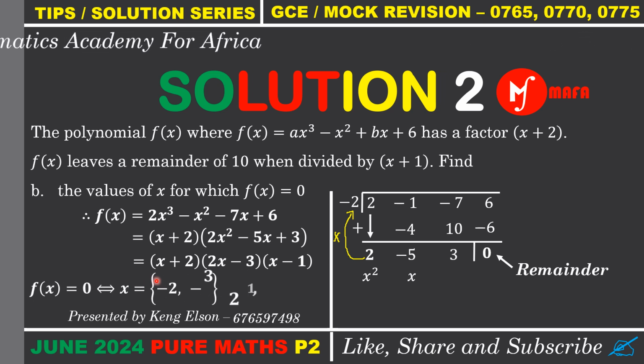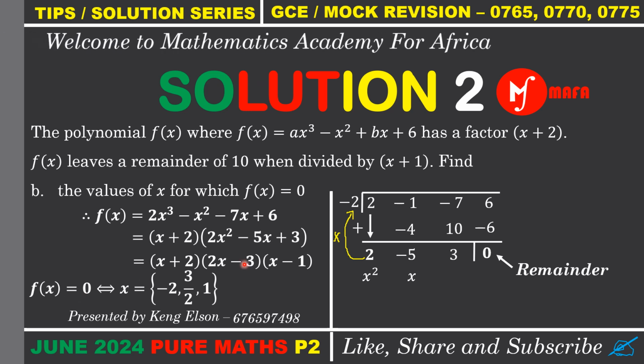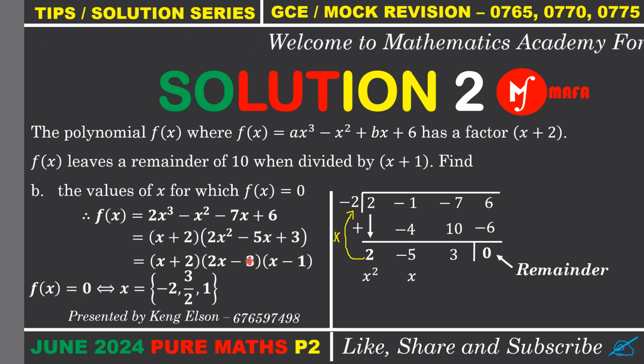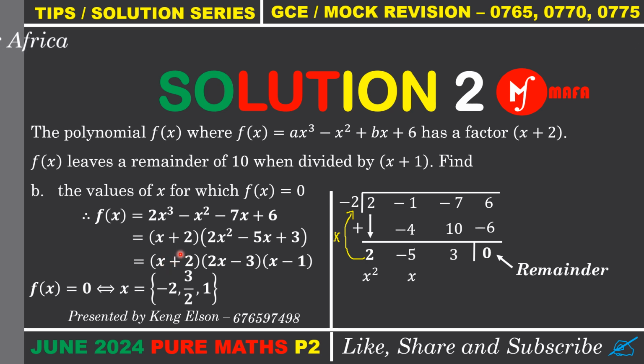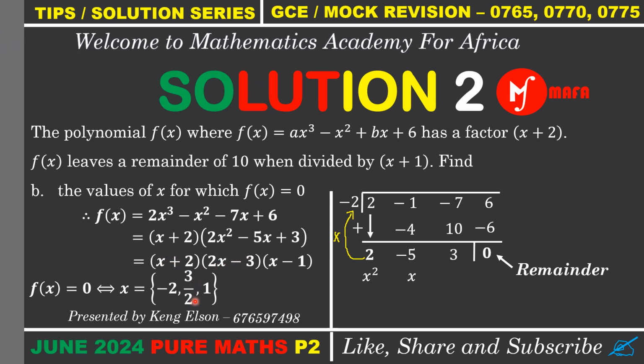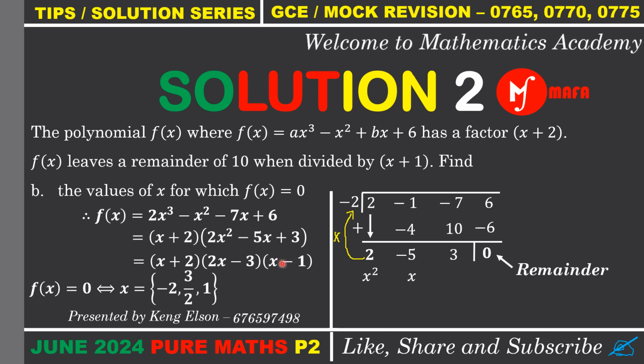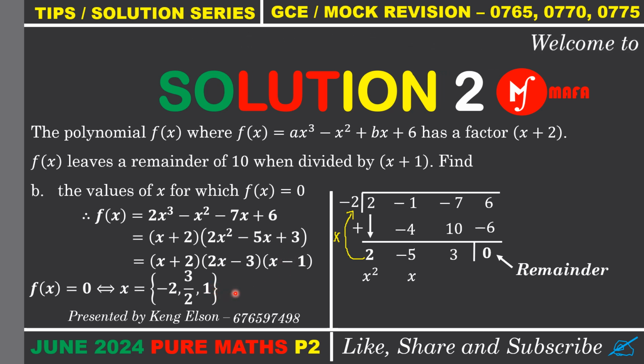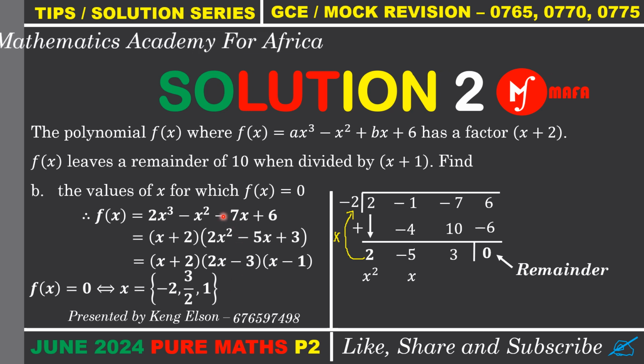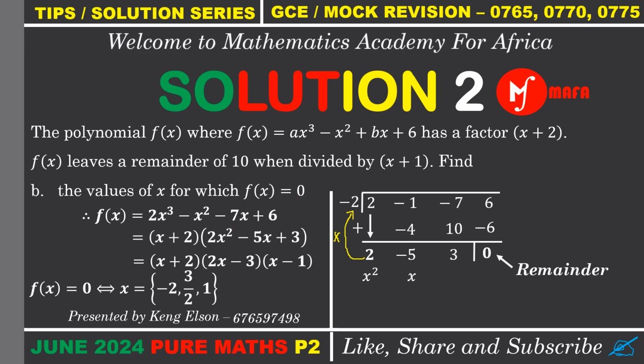So if I want to solve the equation f of x equal to 0, we just have to equate each of the factors to 0 and solve for x. So equating the first one to 0, x will give you negative 2. Equating the second one to 0, x will give you 3 over 2, which is 1.5. Equating the third one to 0, x is going to give you 1. So we are done with finding the values of x for which f of x is equal to 0.